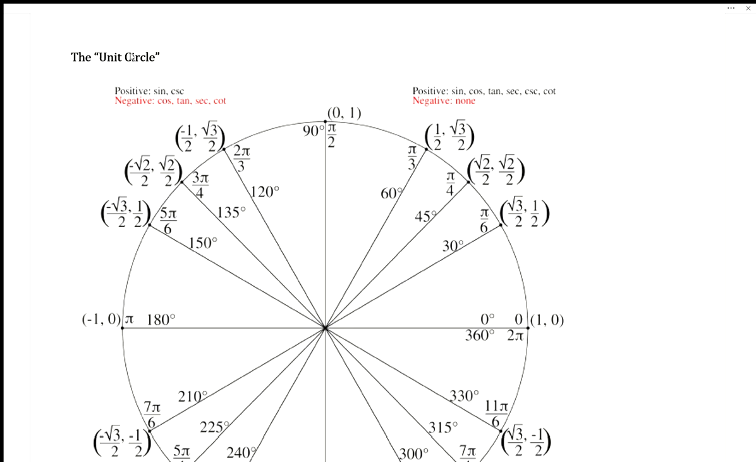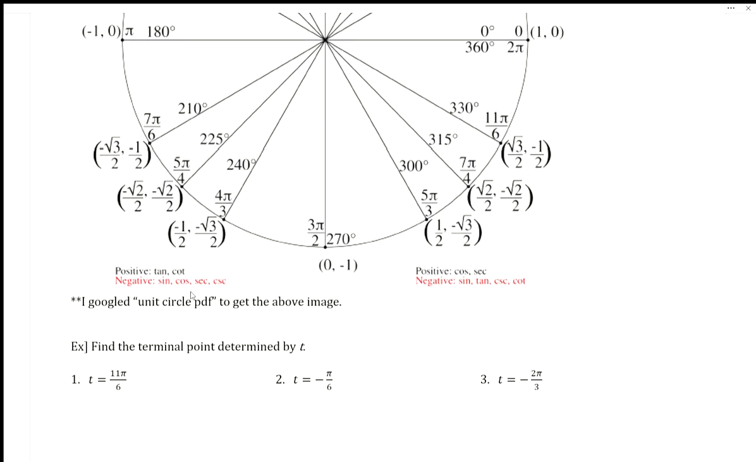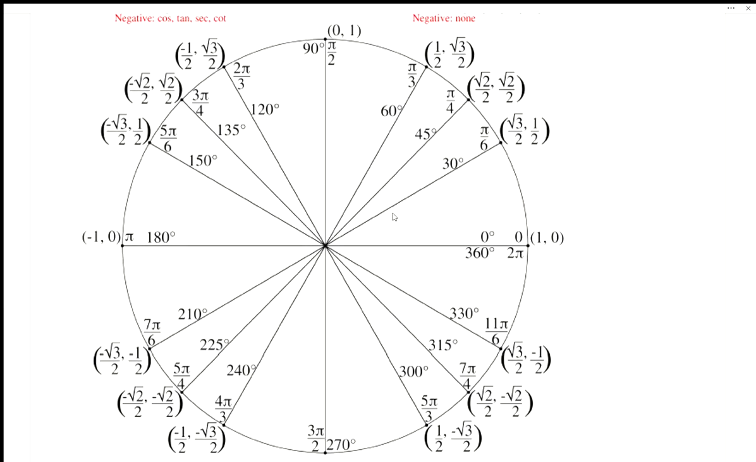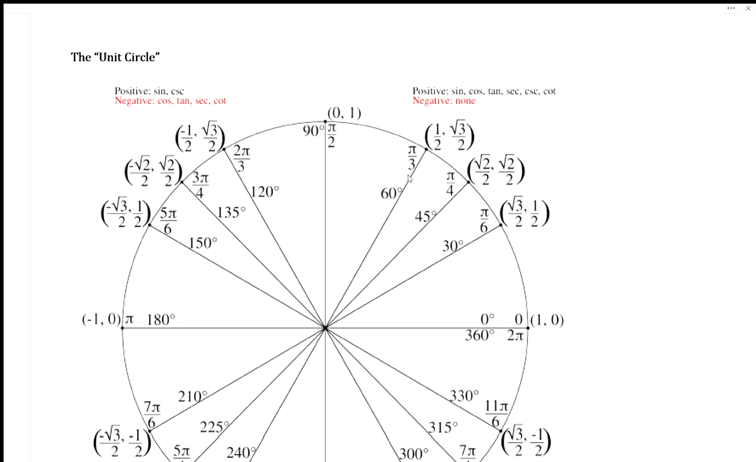Hi everyone, and welcome to our video on the unit circle. So the unit circle is one of the most important things for trigonometry class. This is the unit circle from just Googling. So I Googled unit circle PDF and this was one of them. So there'll be like millions of them because it's, again, such an important thing for trigonometry.